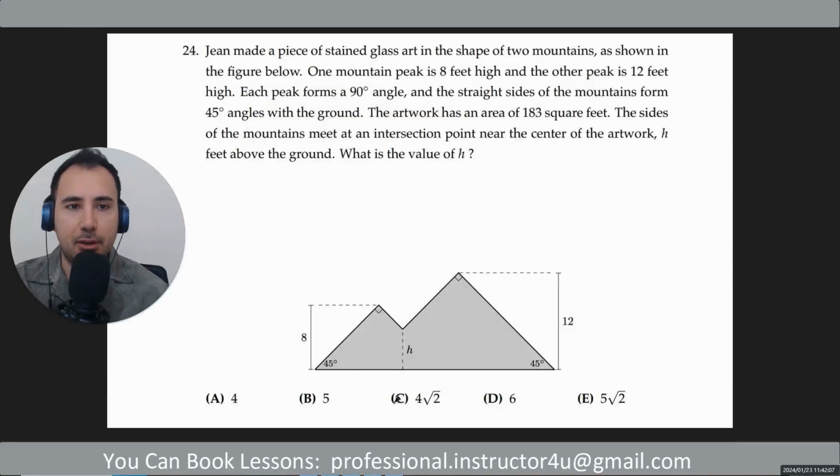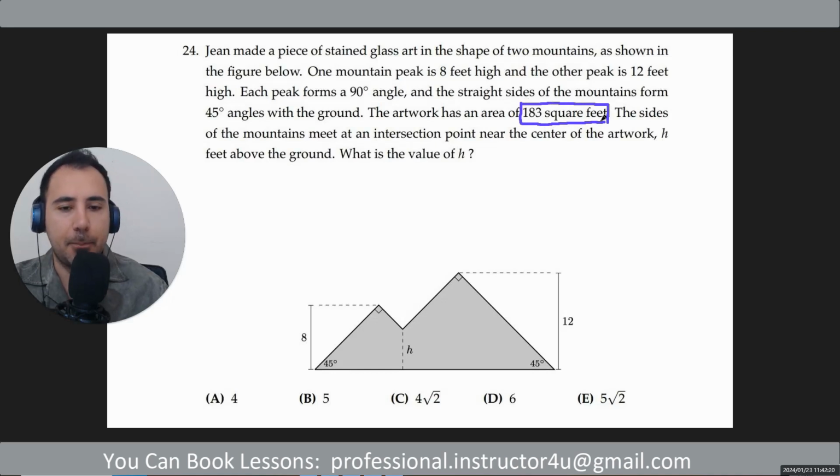Now, where should we start? We have all this information, all these numbers. I would say the best place to start is focusing on this 183. We have the total area, and they're asking for h. You could also think backward. If I had h, would I be able to find the total area?